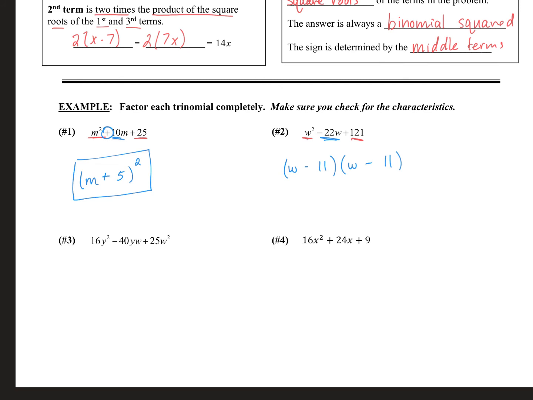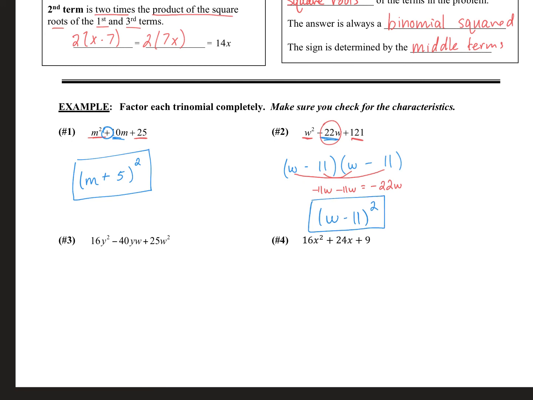Okay, and we can double check to make sure that this is actually going to work here. So negative 11 times w is negative 11w, and then w times negative 11 is also negative 11w. Add those together, we get negative 22w, which is exactly what we have up here, so we know that this is going to work. All right, and then since this is w minus 11 times w minus 11, they're the same, we can write it as w minus 11 squared.